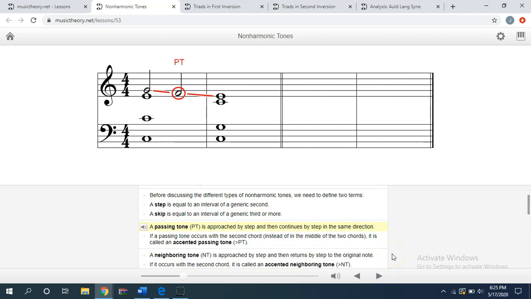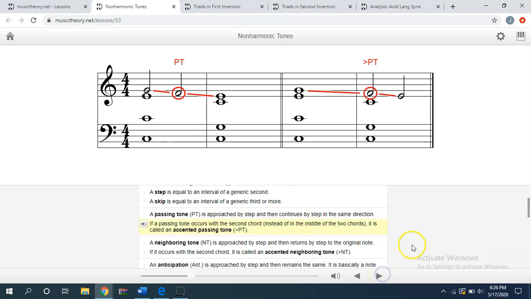A passing tone, now remember, this is an example of a non-harmonic tone. A passing tone is approached by step, and then continues by step in the same direction. Let's go ahead and give a listen to that passing tone. As you can hear, it occurs in between the chord and doesn't match up with the actual chord that's written, which is a C major in this case.